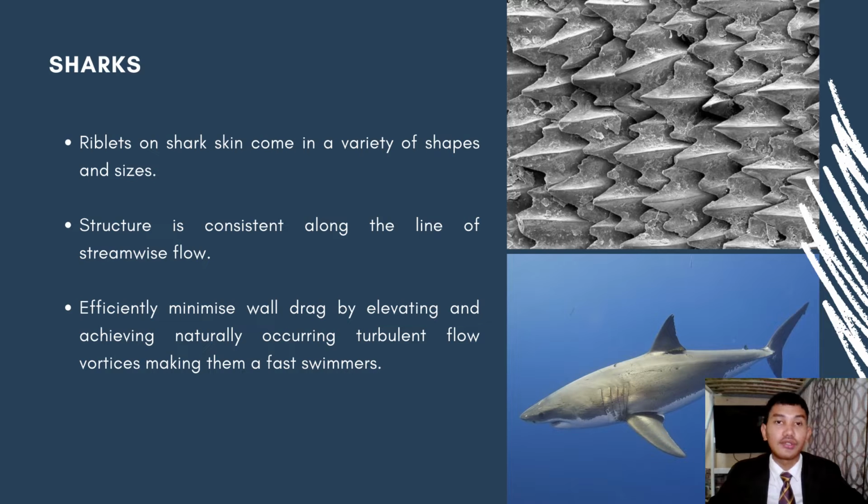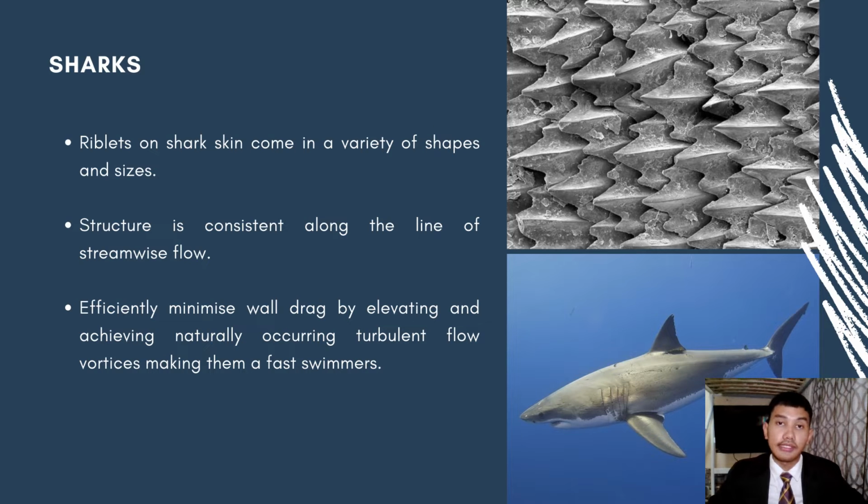Shark is one of the fast-swimming animals that lives underwater. The riblets on shark skin come in a variety of shapes and sizes, depending on which part of their body and what kind of shark they are from. You can see one of the riblets shown on the top right of the slide. The riblet structure is consistent along the line of the streamwise flow. The riblets work in such a way that they efficiently minimize water drag by elevating and achieving natural turbulent flow vortices, making them fast swimmers.